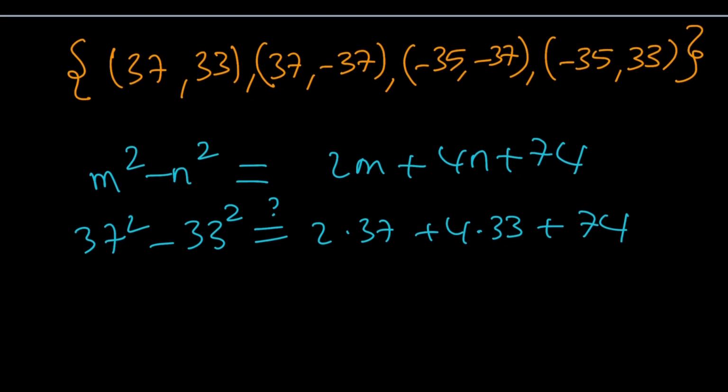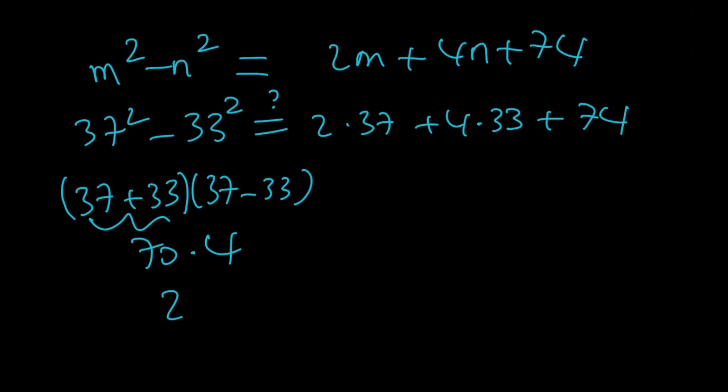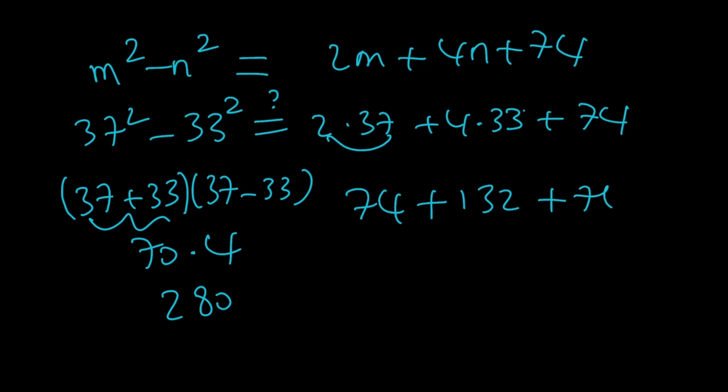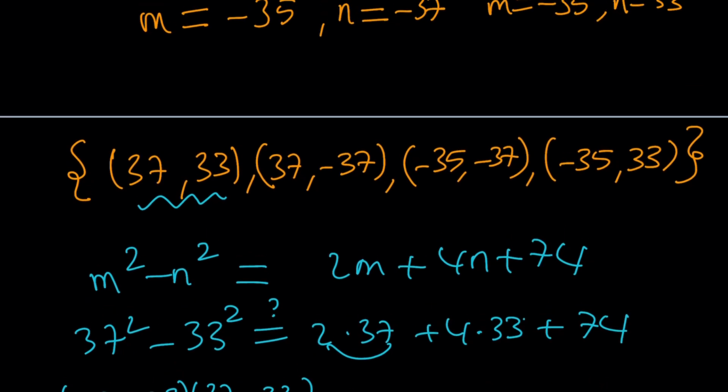Now take a look at this. You don't have to evaluate 37 squared. You can just use difference of 2 squares here. That's okay to do. And you can write it like this. This is going to give you 70 times 4, which is actually going to be 280. Okay, let's take a look at this one. This is going to be 74. This is going to be 132, and this is going to be 74. If you double 74, you're going to get 148. And if you add 148 and 132, you're going to get 280. So these two expressions are equal, which means our first ordered pair checks. Obviously, you may want to check all of them, but at least the first one is correct.